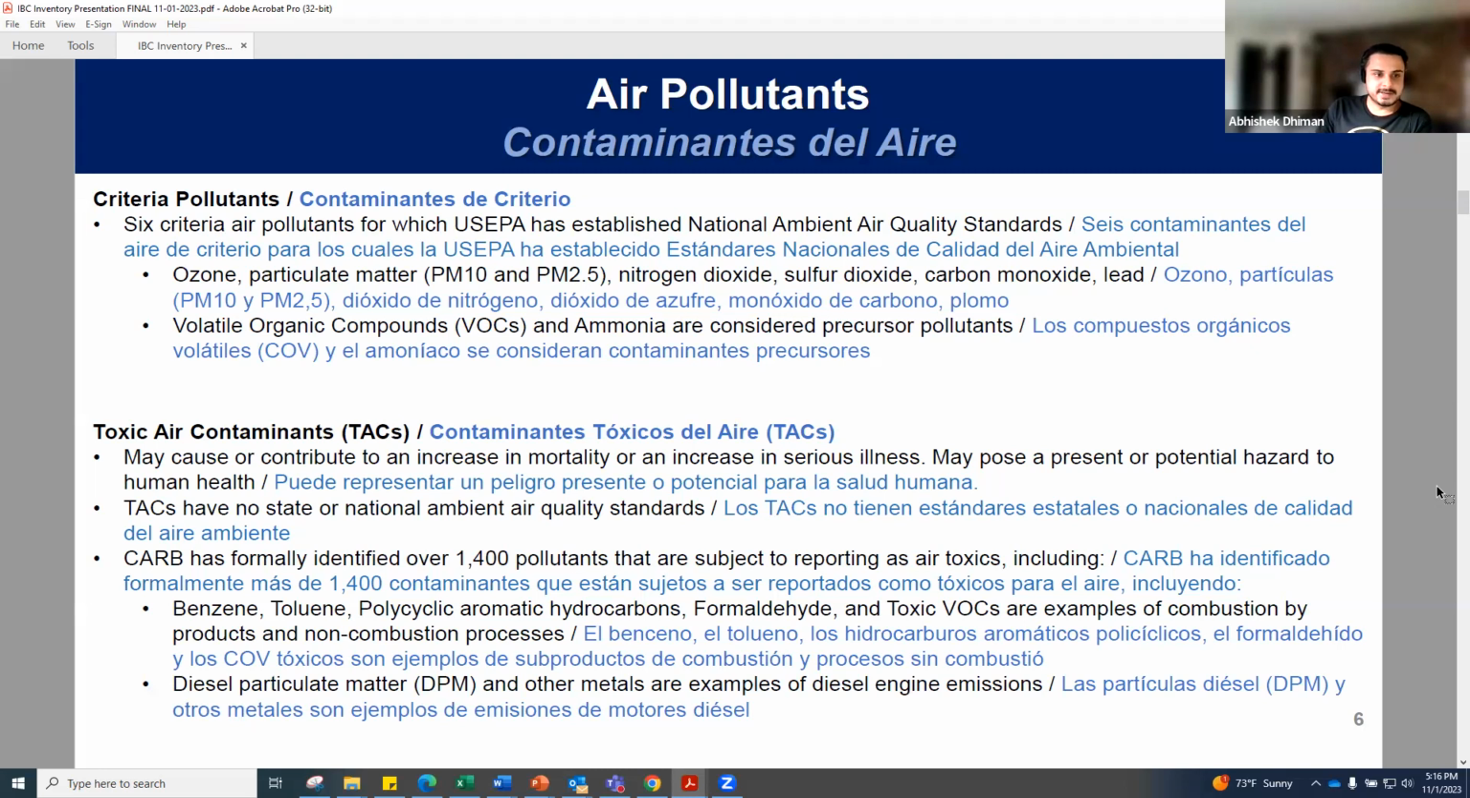CARB also identifies other air pollutants as toxic air contaminants, or TACs in short, which are pollutants that may cause serious long-term effects such as cancer, even at low levels. Most air toxics have no known safe levels, and some may accumulate in the body from repeated exposures. CARB lists over 1,400 substances that are subject to reporting as air toxics. Measures continue to be adopted to reduce emissions of air toxics by both the air district and CARB.